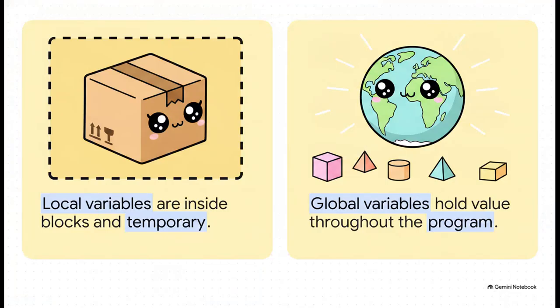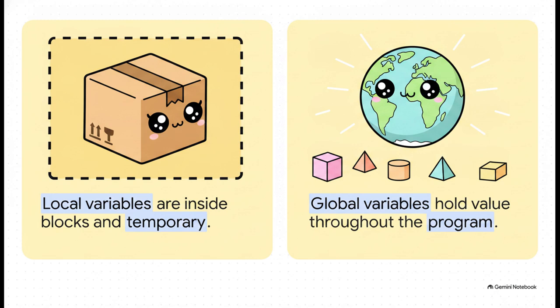Now, once we start creating all these different paths and blocks and branching decisions, keeping track of our data becomes absolutely critical. That's where variable scope comes in. You have local variables, which are declared inside a specific block of code. They are temporary and super safe because they avoid naming conflicts. Once that specific block finishes running, the variable is dumped from memory.